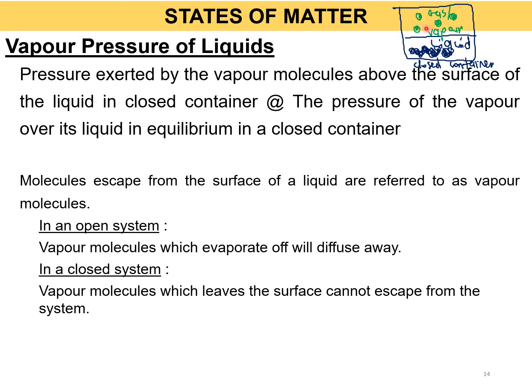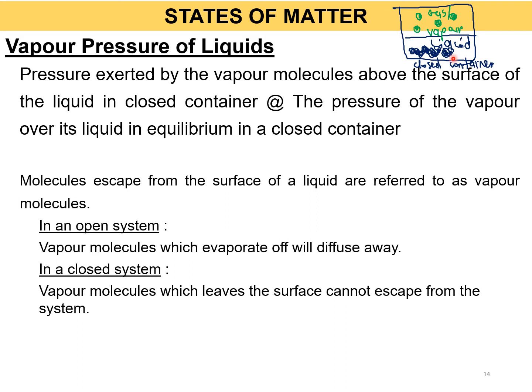So this gas ataupun vapor molecules in a closed system, di atas surface liquid ni kan, apa yang berlaku bila dia hit the wall of the container ataupun dia hit the surface of the liquid, dia akan menghasilkan pressure. So pressure yang dihasilkan daripada vapor molecules ni yang berada di atas surface liquid in a closed container, itulah kita panggil dia sebagai vapor pressure ataupun the pressure of the vapor over its liquid. Okay, the pressure of vapor over its liquid in equilibrium in a closed container.